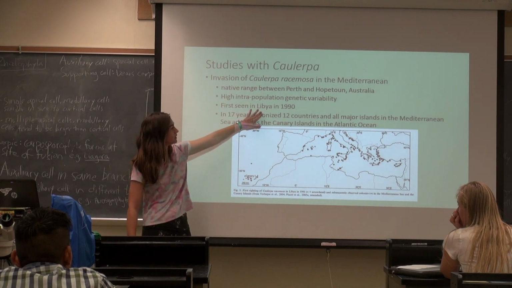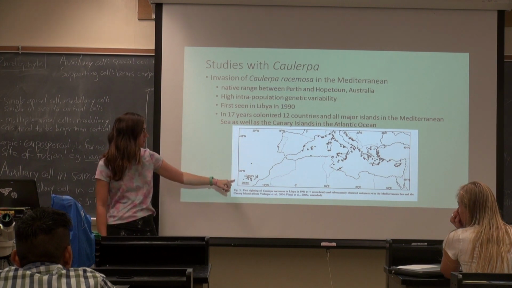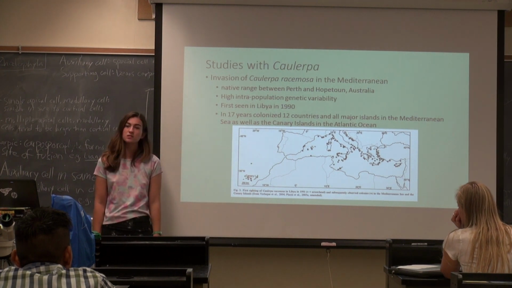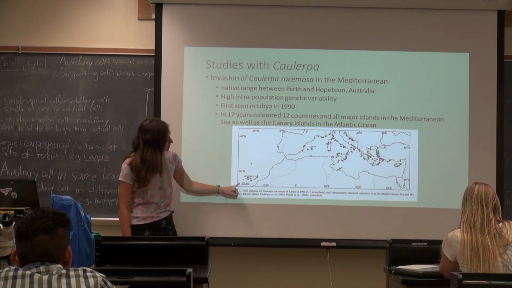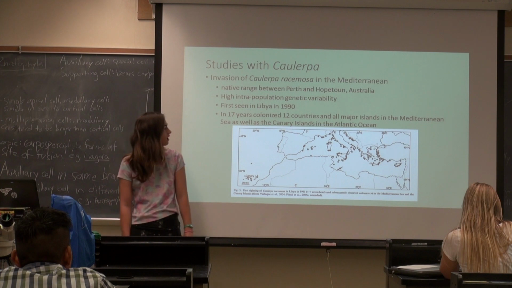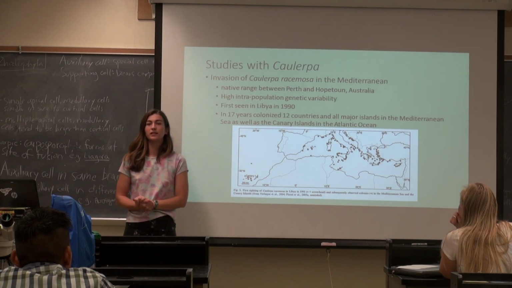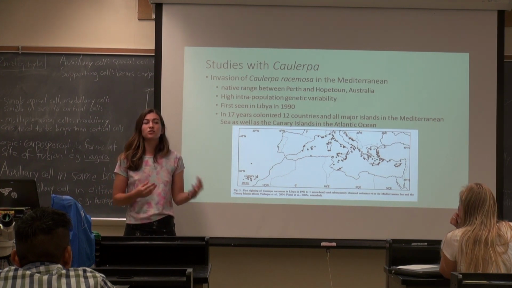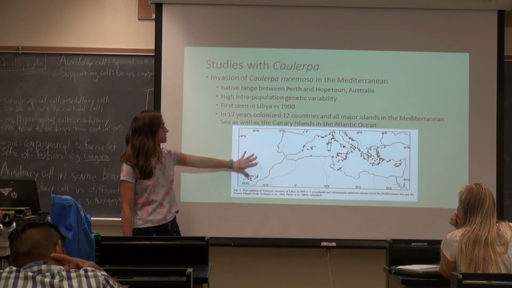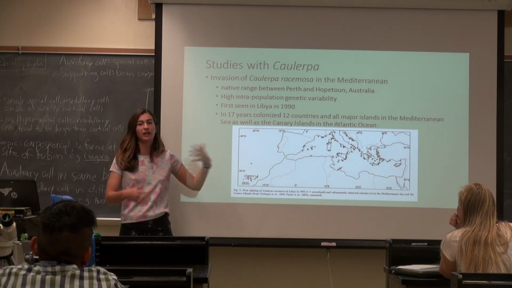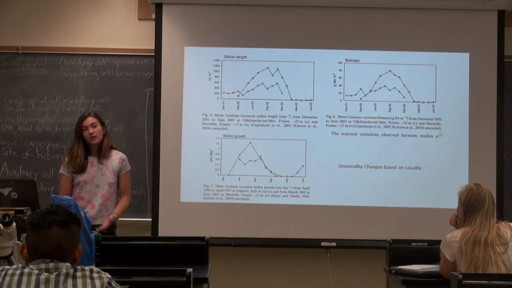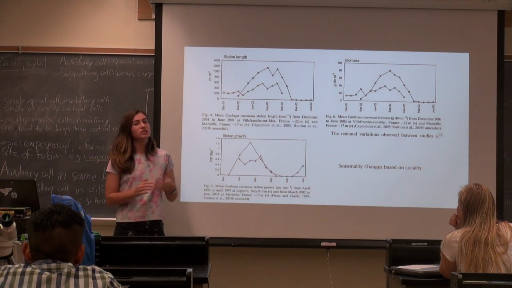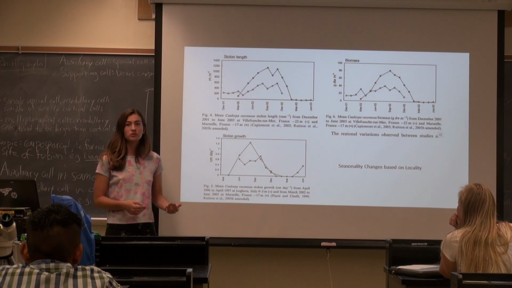It was first seen in Libya in 1990, and in 17 years it spread to 12 different countries, as well as all the major islands, as well as the Canary Islands, which are out here. Unlike the taxifolia, this hasn't gotten nearly as much public attention, and so there aren't very many studies that have really quantified where it is. This is one of the pictures where studies have been located, but we don't have an actual estimate of cover yet. They also found that there are changes in seasonality of this algae and how it grows.